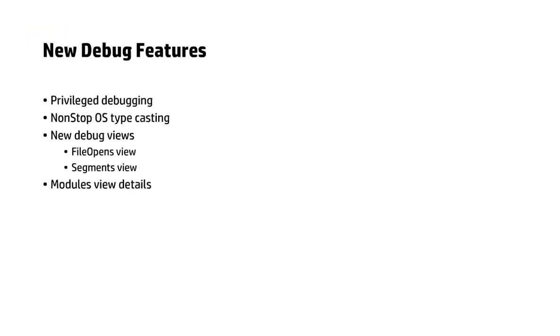New debug features in 5.0 include support for privilege debugging, casting of variables and expressions to Nonstop OS data types, two new debug views, File Opens and Segments, and additional details added to the Modules view.